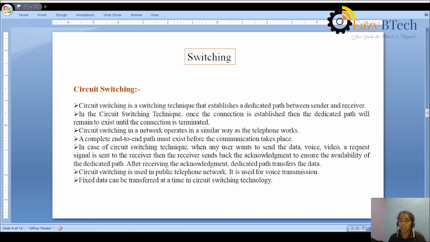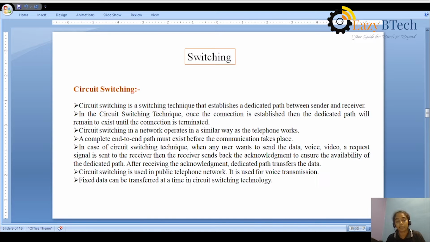I am telling once again: in circuit switching, whenever the sender wants to send data, first of all it gives a request signal to the receiver. If the receiver is ready to take the data and is available in the network, the receiver sends back one acknowledgement to the sender to establish a dedicated path between sender and receiver. Whenever the sender sees that acknowledgement, he establishes a dedicated path from source to destination and transfers the data.